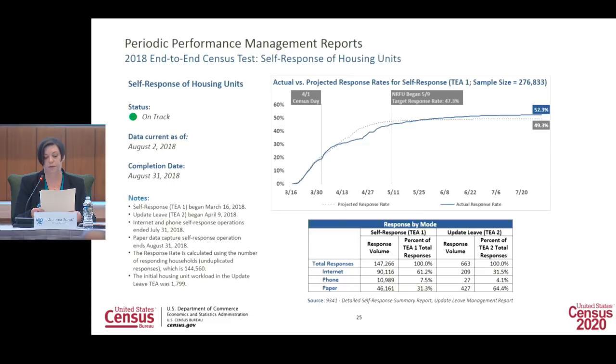UL housing units had a paper questionnaire delivered to their door and were also able to respond online or by phone. The initial workload for update leave was 1,800 housing units. Of those, 633, or about 37%, self-responded. Given that our projected self-response rate for update leave was 31%, we were very pleased with this result. And as expected, the majority of self-response in update leave areas came in the form of paper questionnaires.